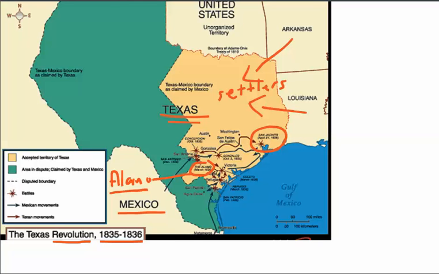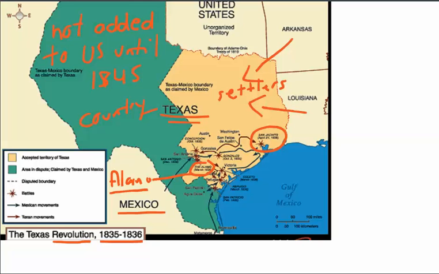Now you might be saying, well, that's when Texas becomes part of the United States. That would be incorrect. Because Texas had slavery, the United States did not add Texas to the United States until 1845. So Texas was its own country for 9 years.